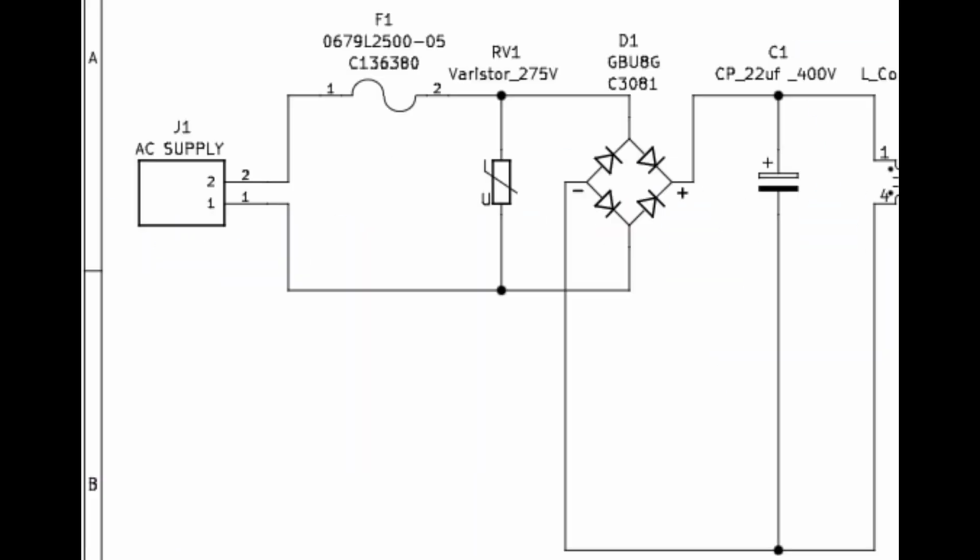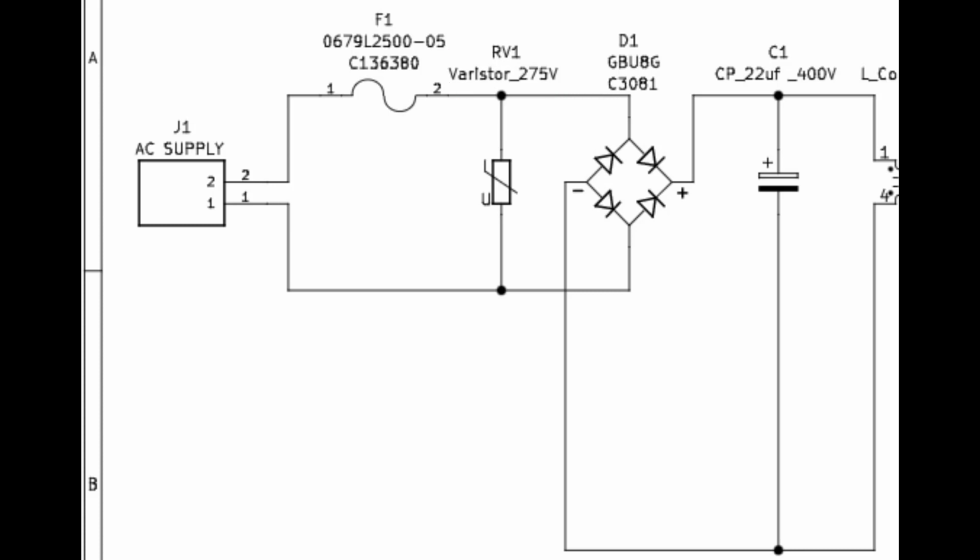Generally, the input supply voltage from our mains supply is 220 volt AC. So, for voltages greater than 220 volt, our circuit must be protected. In order to protect our circuit from overvoltage, we have used a fuse and a metal oxide varistor. Let us assume that we are using a metal oxide varistor of 275 volt.